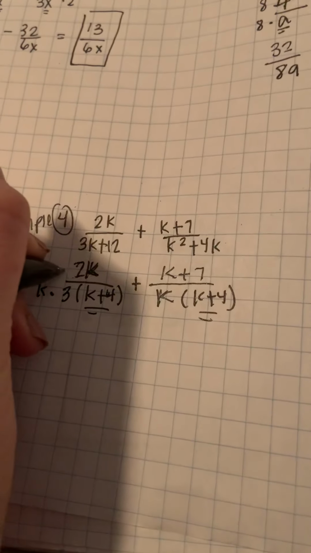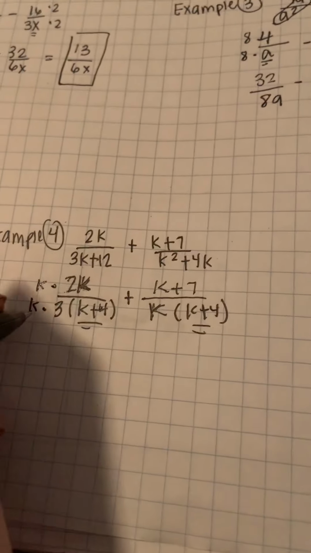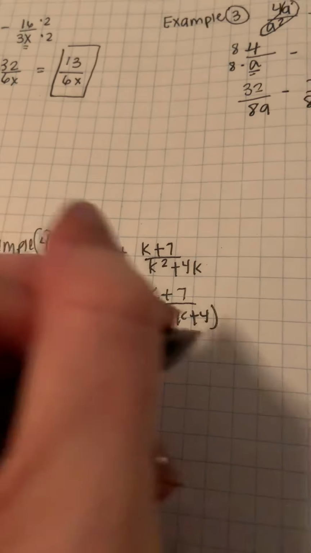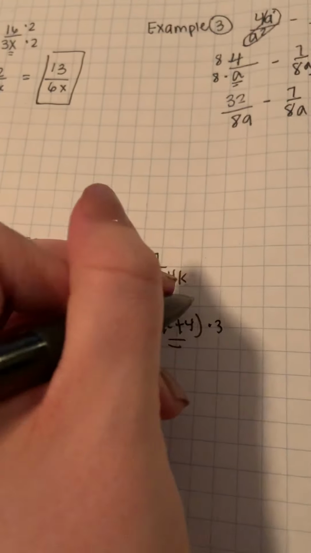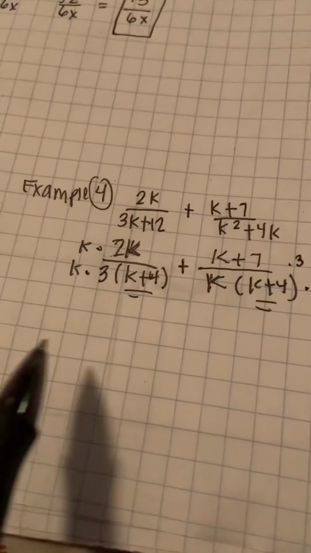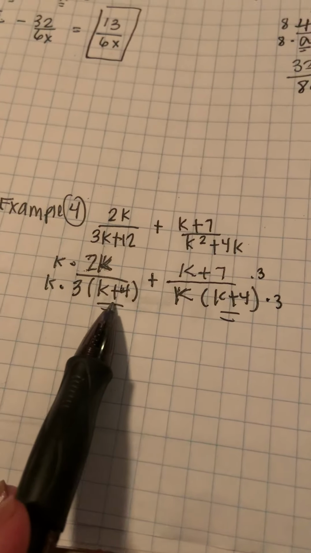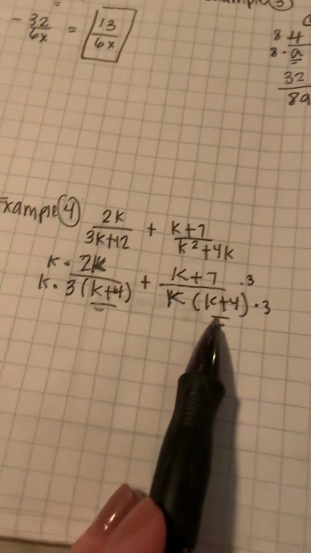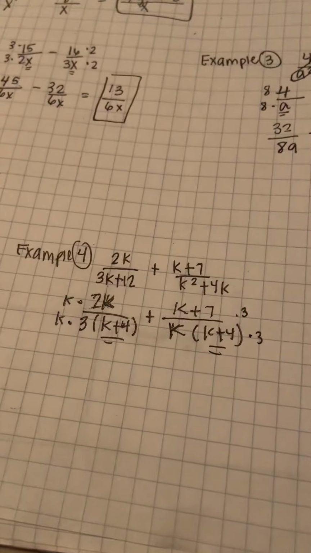What I do to the denominator, I have to do to the numerator. And I need to send a 3 over here. What I do to the denominator, I have to do to the numerator. Now they each have a k, a 3, and a k plus 4. Excellent. My denominators are good to go.